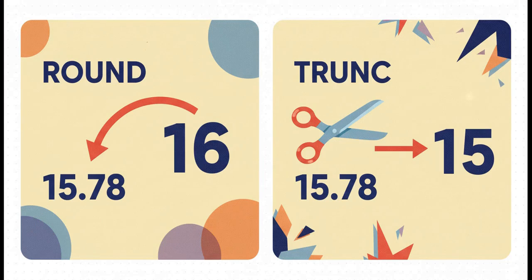Now, this is a really important distinction to get right. Round does exactly what you think. It rounds a number up or down. But trunc, that's short for truncate, is different. It just chops off the decimal places. No rounding whatsoever. So 15.78 becomes 15, not 16. And that little difference is absolutely critical in some fields.